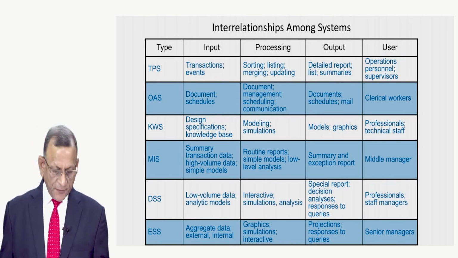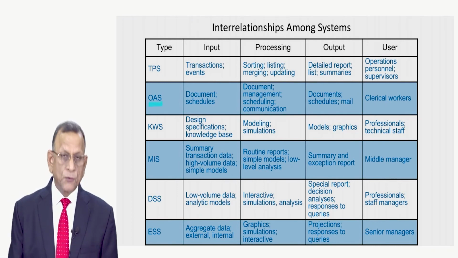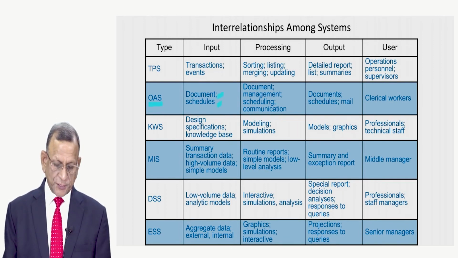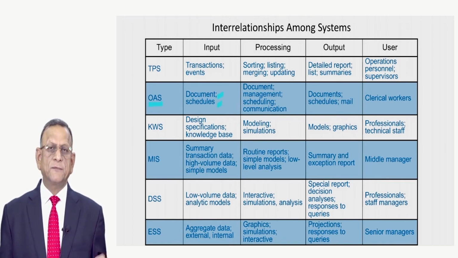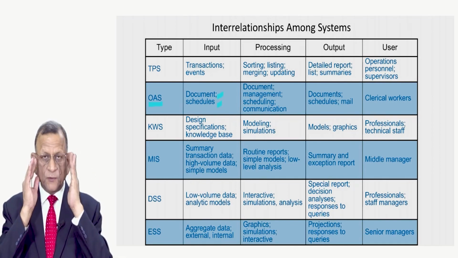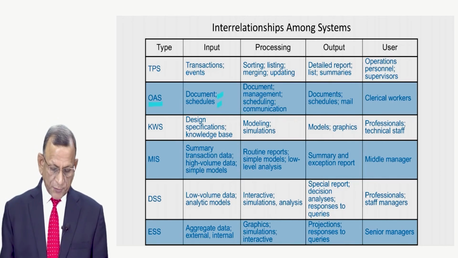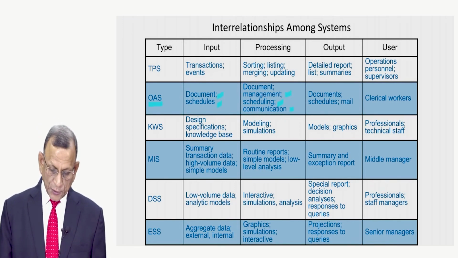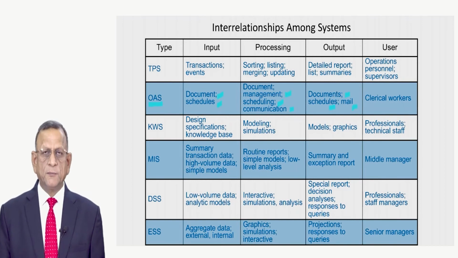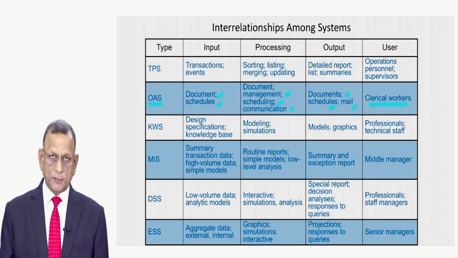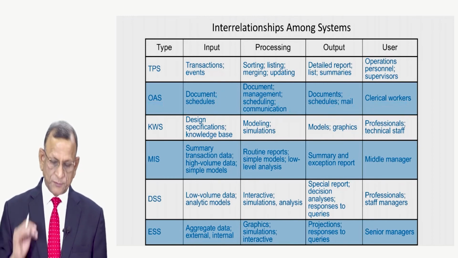Then what is this Office Automation System, which is termed OAS? It is going to handle documents and schedules. You are an artist, you have given something to the office. The office is responsible to circulate some schedule for a meeting. Processing is document management, scheduling and communication. Output, again, is documents, schedules and maybe mails, traditional notices, or email. Who is going to use it? Clerical workers. This is Office Automation Systems.